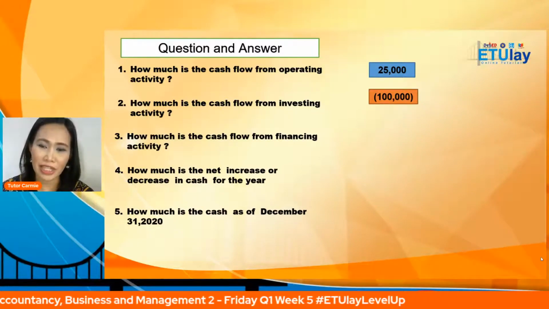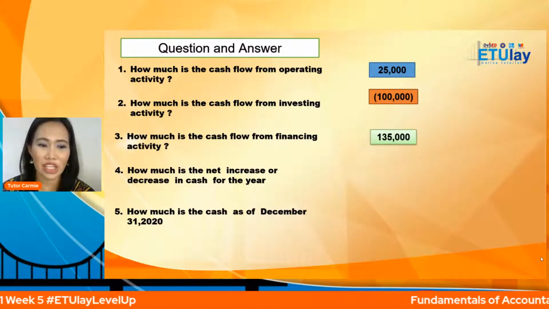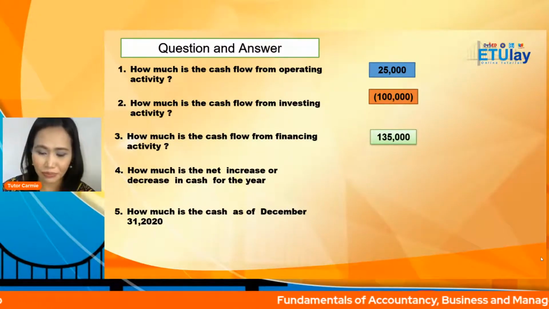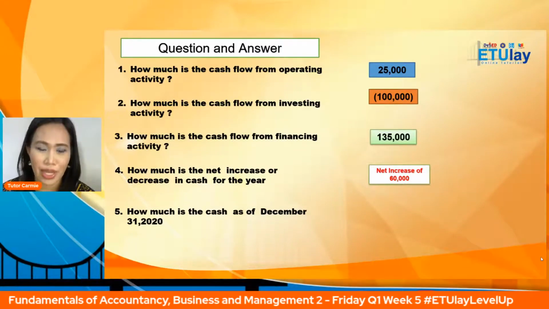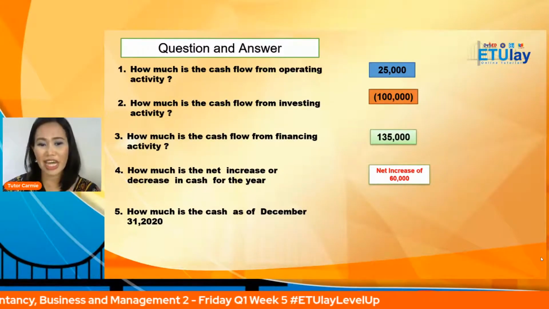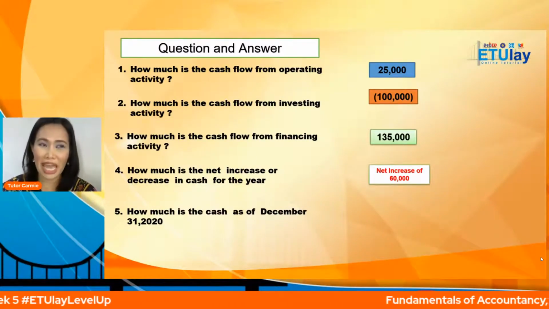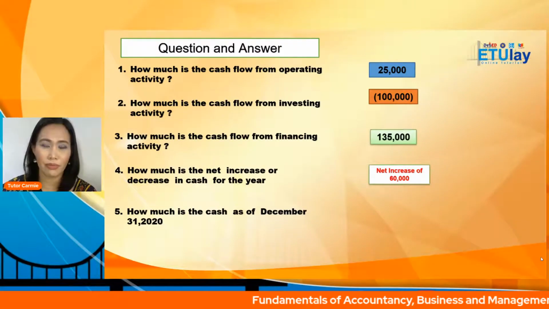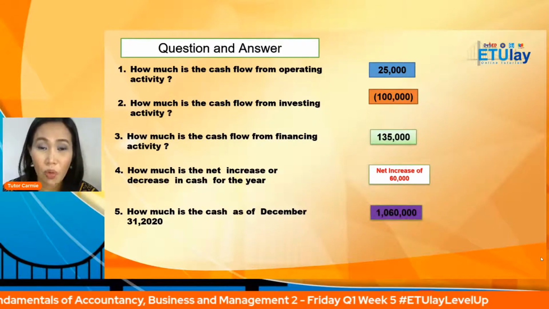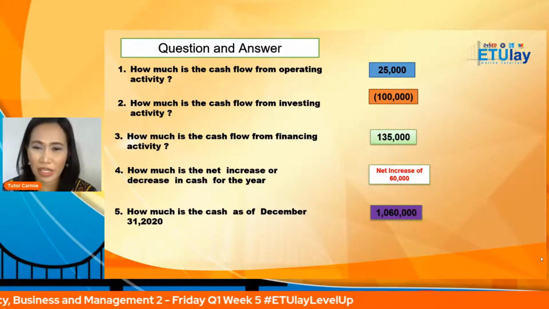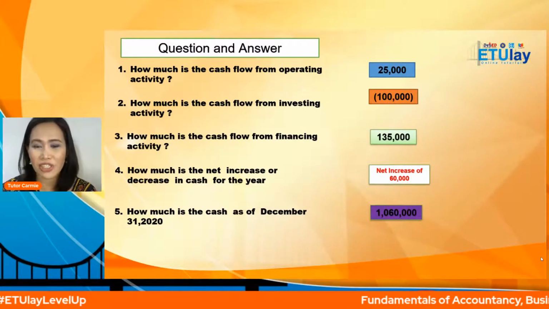Okay, tignan natin kung parehas tayo ng sagot. Siyempre po, that is 135,000. At magkano po ang net increase or decrease in the cash for the year? Yes, it's net increase of 60,000. Okay, very good. And how much is the cash as of December 31, 2020? It's supposed to be the answer also, or the cash amount in your statement of financial position? 1,060,000. Very good if you got the correct answer, and if you're perfect, very good po. It means that you already got the concept.